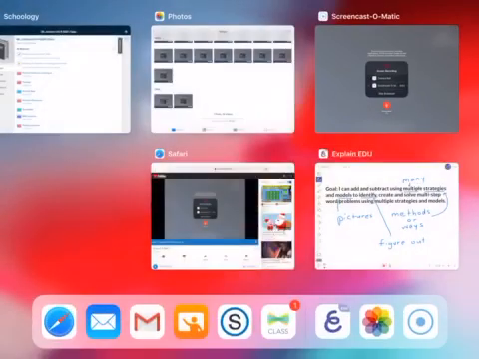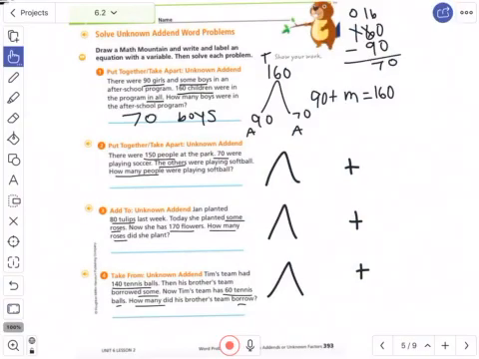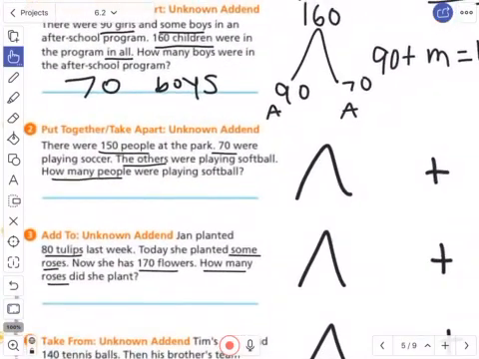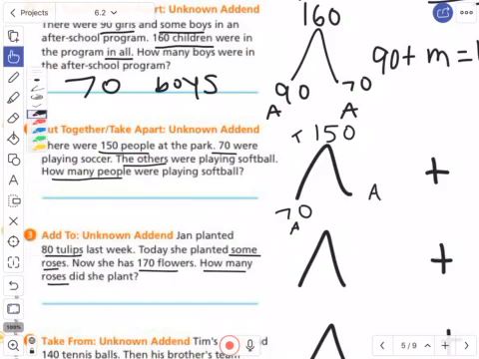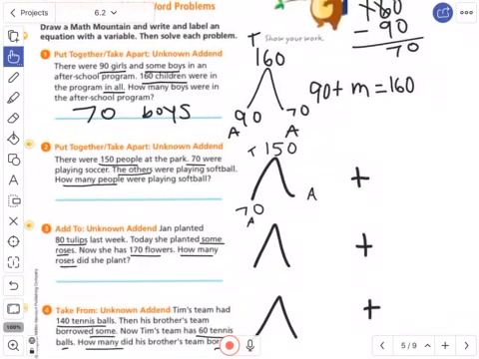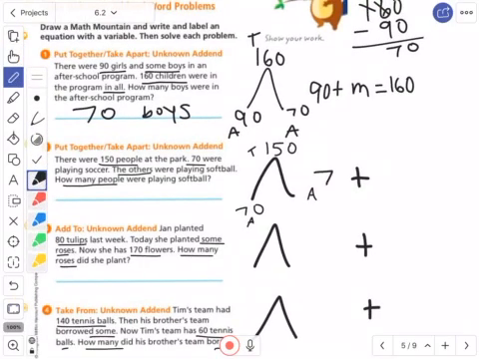Okay, we're back here. All right, so this was about playing soccer. There's 150 people, that's my total. 70 were playing soccer, that's one of my add-ins. And the others were playing softball, that's one of my other add-ins. So right next to it, I'm going to do an equation. So 70 soccer players plus softball equals 150.